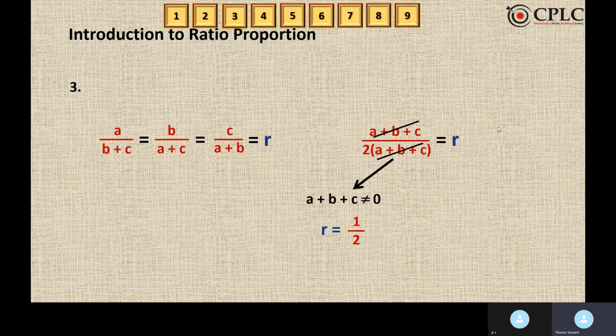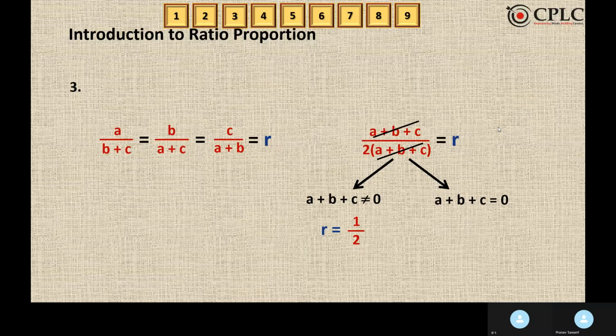Understand one thing, we don't know the value of A plus B plus C. So the value of A plus B plus C can be equal to 0 or it cannot be equal to 0. These are the only two possibilities that we have. If the value of A plus B plus C is not equal to 0, then we'll get the value of R as 1 upon 2. But if the value of A plus B plus C is equal to 0, we'll have to solve this in a different way. Now, how to solve it?